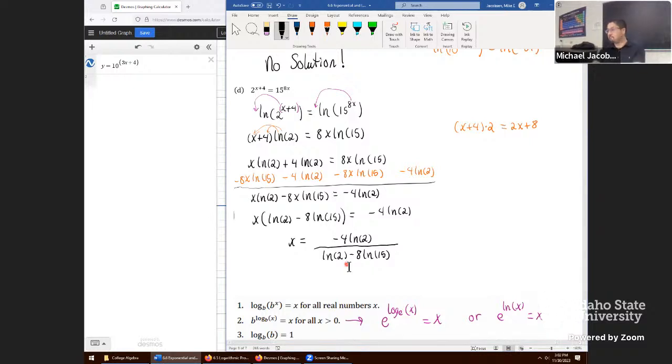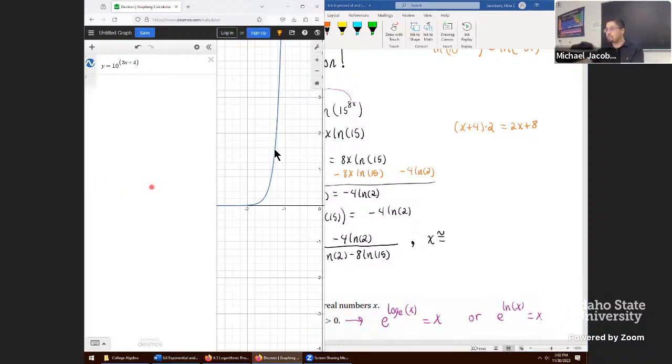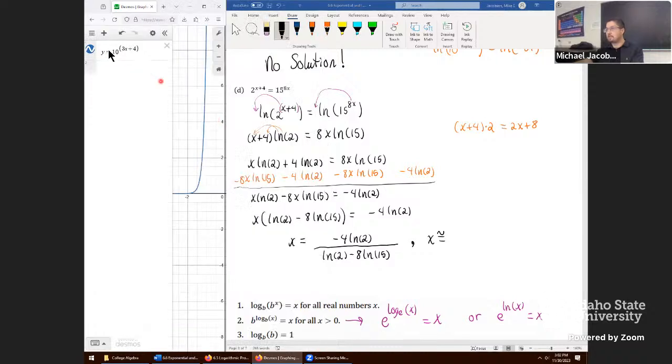Okay, all we have to now do is approximate that thing. So right here, x is approximately equal to, we're going for 2 decimal places, -4 natural log 2, dividing that whole thing by natural log 2 minus 8 natural log 15. And to 2 decimal places, this is 0.13. We did it, folks.